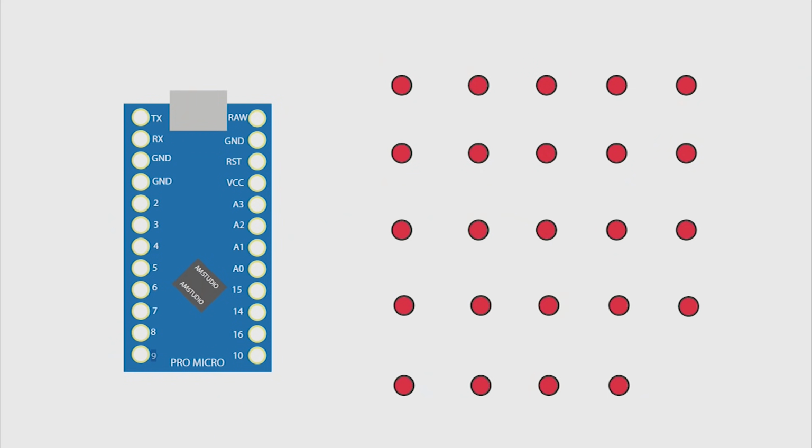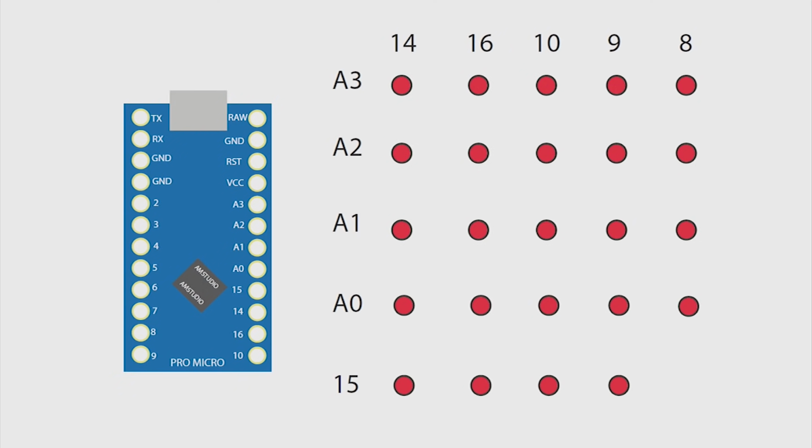To wire the buttons to the Arduino board, we will create a 5x5 matrix grid. The matrix will be split up into two main groups. The first group will contain pins A3, A2, A1, A0, and 15. The second group will contain pins 14, 16, 10, 9, and 8.